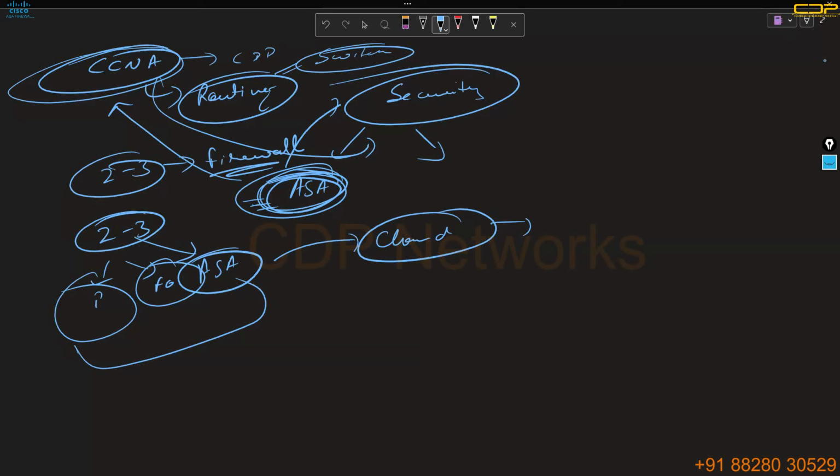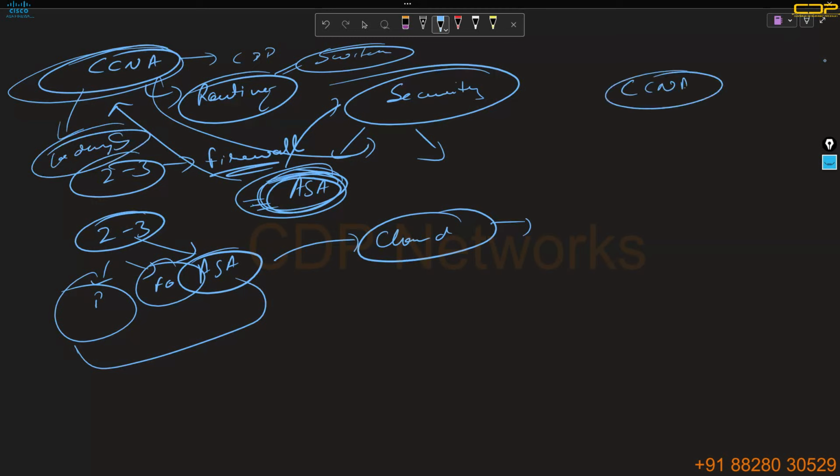You have to start from the CCNA, because if you don't know what is routing, if you don't know the basics of networking, then how are you going to learn what is ASA and all those things? It will take around 10 days to complete the CCNA. Can you give me a roadmap from CCNA to cloud?